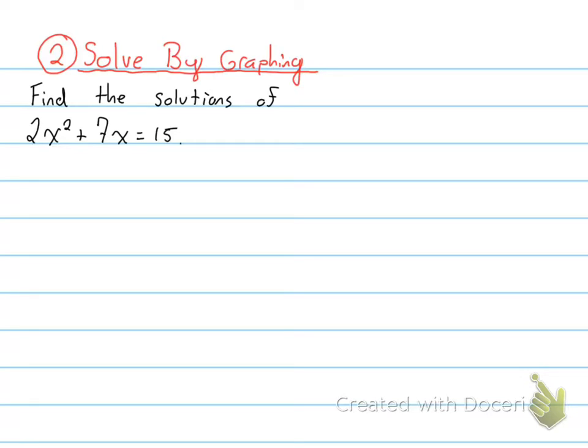Here I want to find the solutions of the equation 2x squared plus 7x equals 15. If I want to solve this in the calculator, or even if I want to factor it, I want to make sure that everything's on one side.